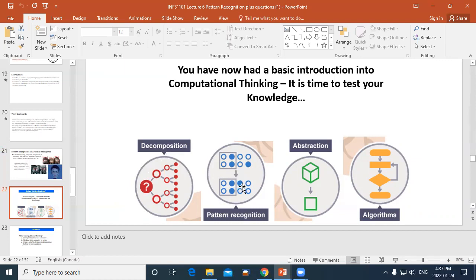All right, the next one. Pattern recognition. Similar pattern, and then you solve it and reuse it, right? Solve and reuse, solve and reuse. I only have to do this once and I can use it again and again.